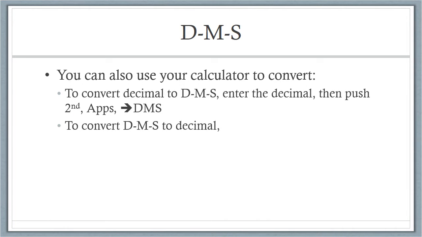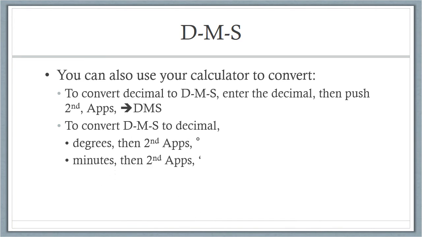To convert a decimal degree to degrees, minutes, seconds, enter the decimal, then push second apps, and choose DMS. Hit enter and you've got it. To convert degrees, minutes, seconds to decimals, put in the degrees and then press second apps and choose the degree symbol. Put in the minutes and then press second apps and choose the minute symbol. And then put in the seconds and choose alpha plus. That's where the seconds is. And then hit enter and that'll convert.